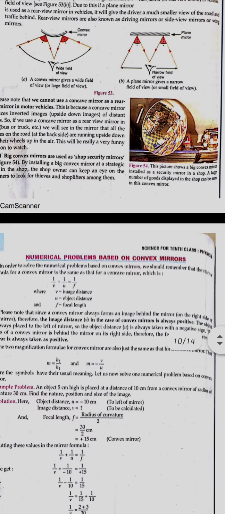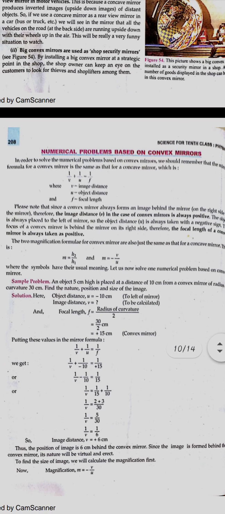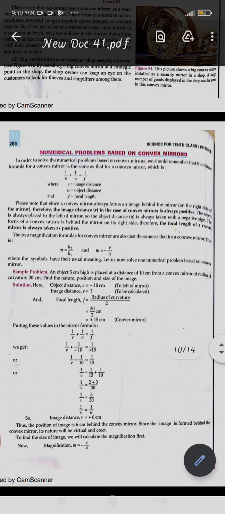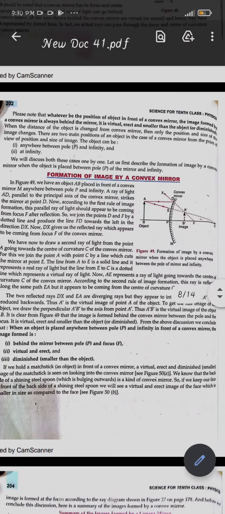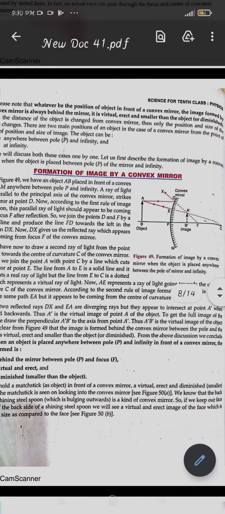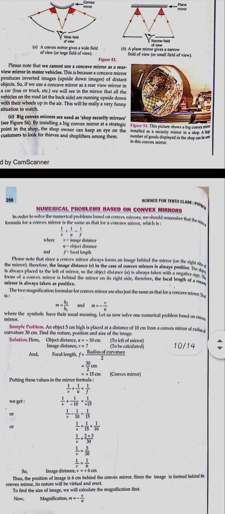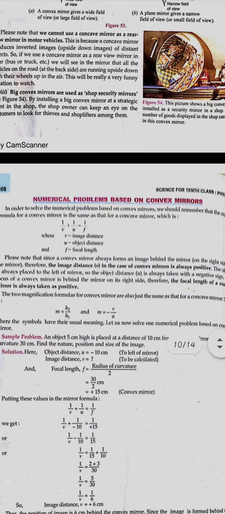Okay. So next, the numerical problems using the mirror formula: 1 by v plus 1 by u is equal to 1 by f. Here f will be taken as negative or positive? Since it is on the right side, the focal length is on the right side, so we will take f as positive. But the focal length in the concave mirror was negative because it is on the left side.